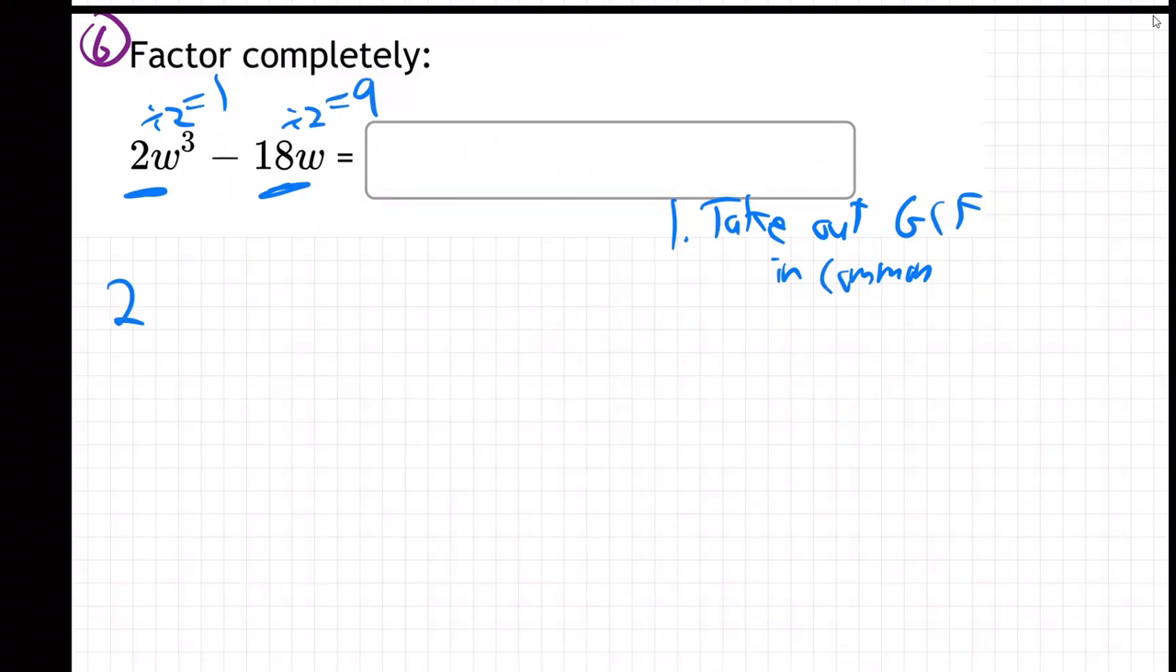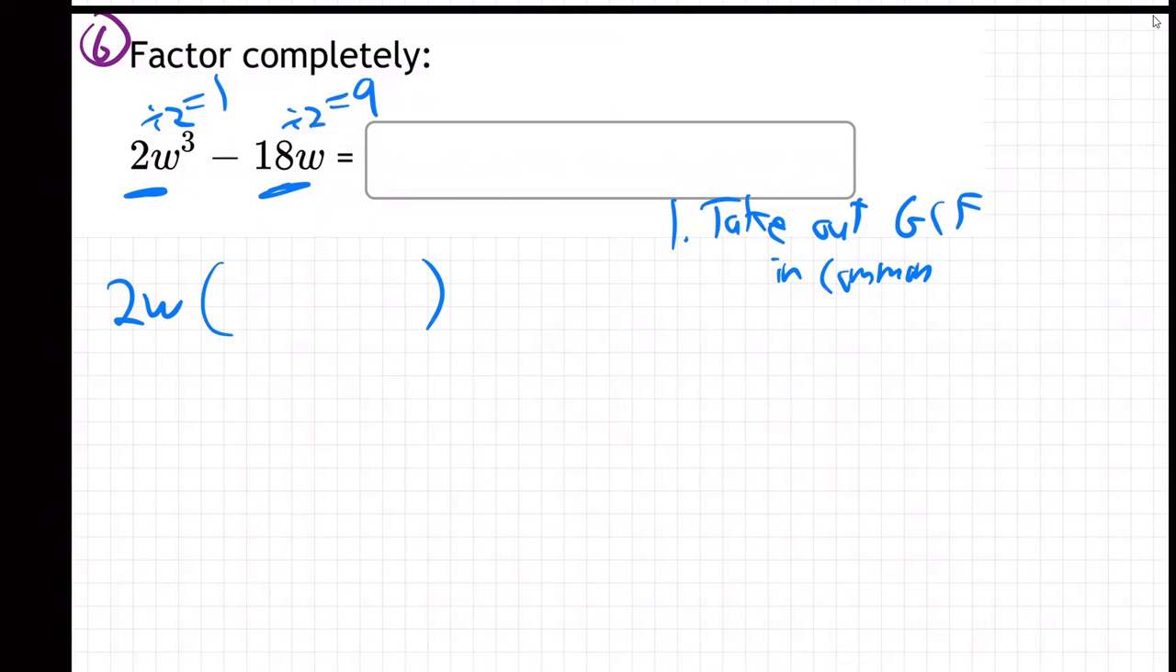And then what letters do you take out? Well, when they both have the same letter in common, you take out the lower one because that's what they share. They have that or more. So I'll take out a 2 and a W. They both share a 2 and a W.